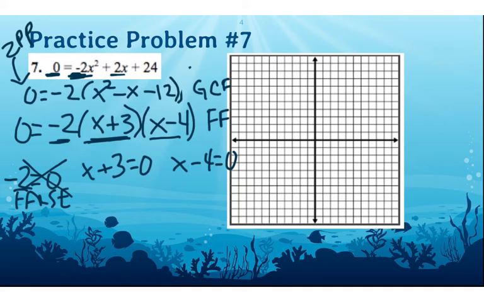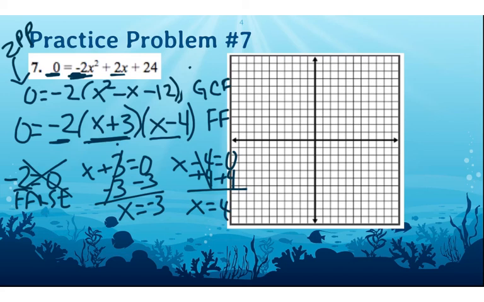All right, so here I've got negative 3 on both sides. 3 minus 3 is 0. So I got x equals negative 3. And here I have 4, 4. And I have x equals a positive 4.